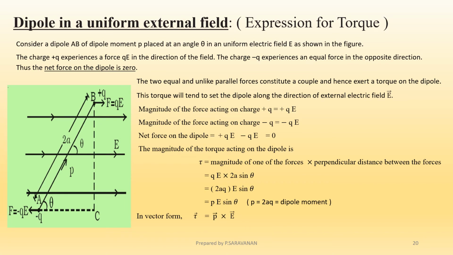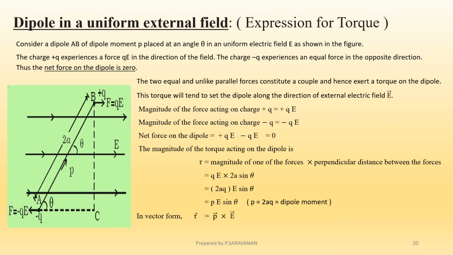Consider a dipole AB of dipole moment p placed at an angle theta in a uniform electric field E, as shown in the figure. The charge +Q experiences a force QE in the direction of the field, that is towards the right hand side. The charge -Q experiences an equal force -QE in the opposite direction, that is towards the left hand side. Thus, the net force on the dipole is 0.